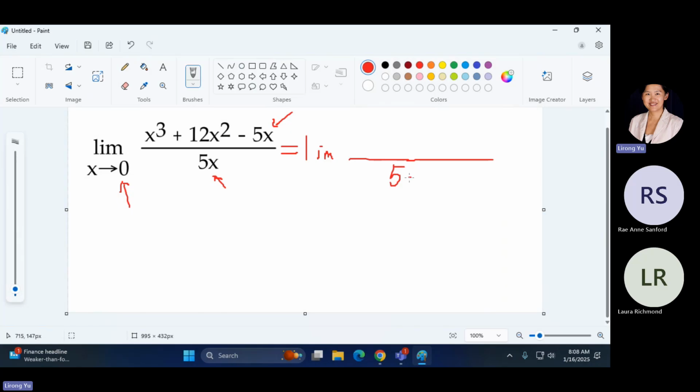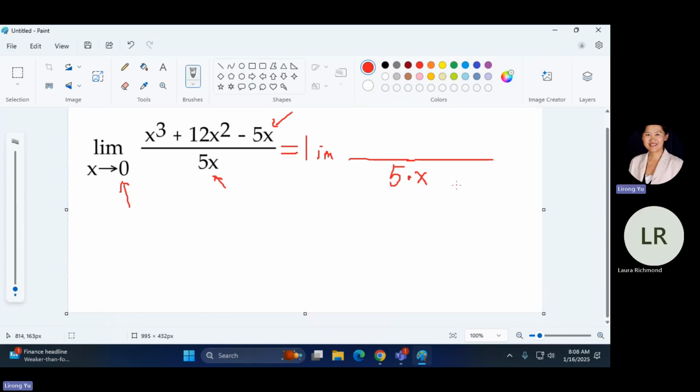We write 5 times x. So for the denominator, 5 is a factor, x is another factor. Factors in mathematics means things that multiply together. Those are factors of the denominator. In the numerator, we have 3 terms. The summation or subtraction signs separate terms. So essentially the numerator has 1, 2, 3 terms. All 3 terms have x. So x is the common factor of the 3 terms.